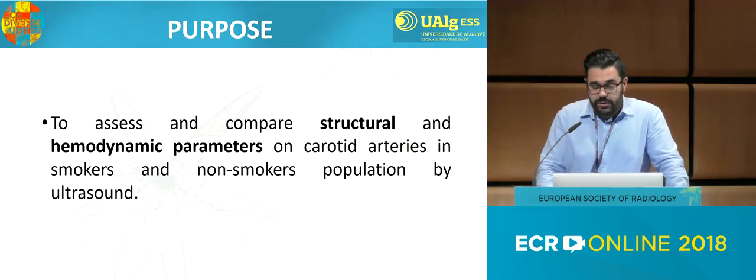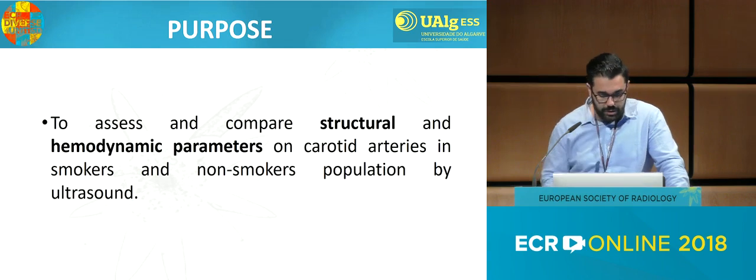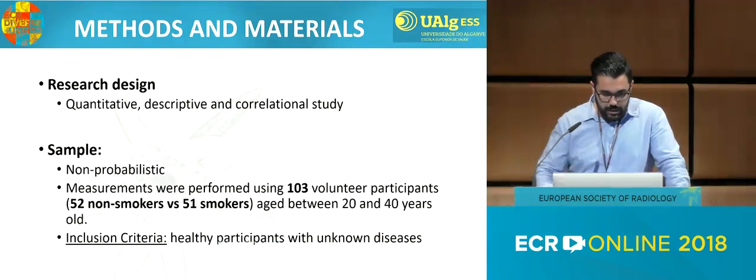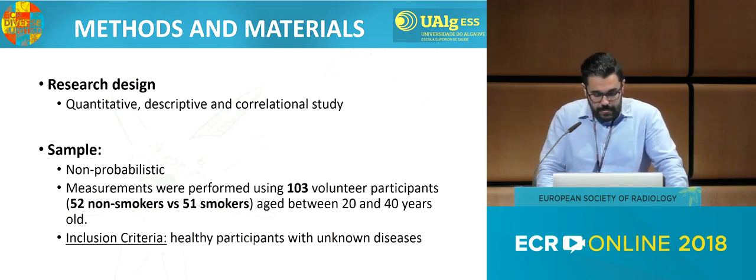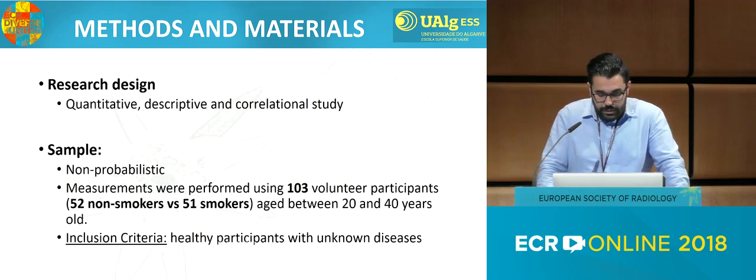So the purpose of this study was to assess and compare structural and hemodynamic parameters on carotid arteries in smokers and non-smokers population by ultrasound. This was a quantitative, descriptive, and correlational study. The sample measured 103 volunteer participants, 52 non-smokers and 51 smokers, aged between 20 and 40 years old. The inclusion criteria was healthy participants with no known diseases.